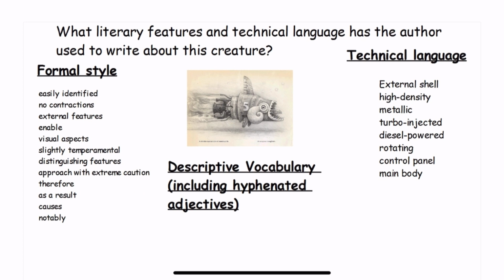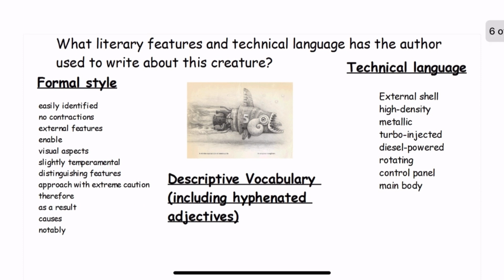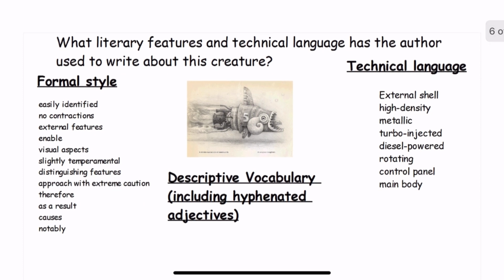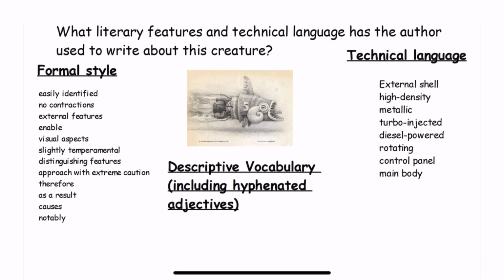Did you start to see the use of very technical, scientific-sounding vocabulary in this text? Words like external shell, high density, metallic, turbo-injected, diesel-powered. Lots of them were hyphenated words to describe the creature. Words like rotating, control panel, all very, very technical words to explain the process of the creature. This is a key feature of explanation texts.